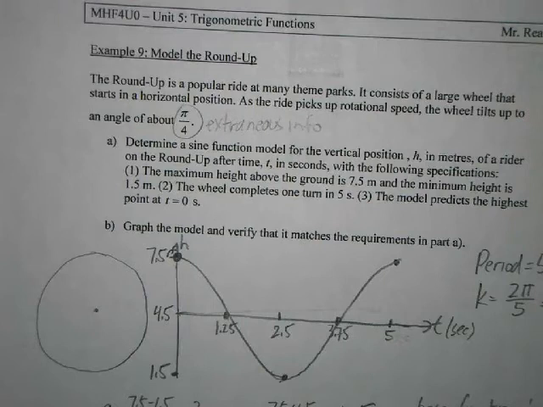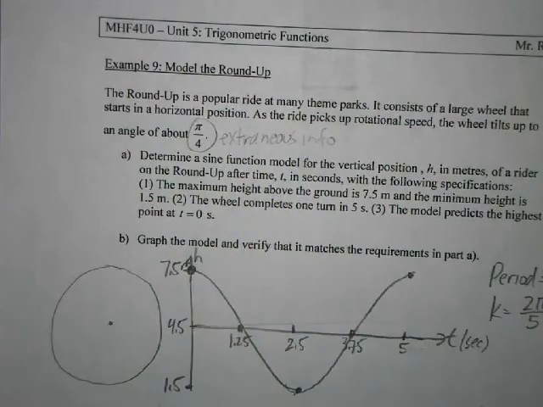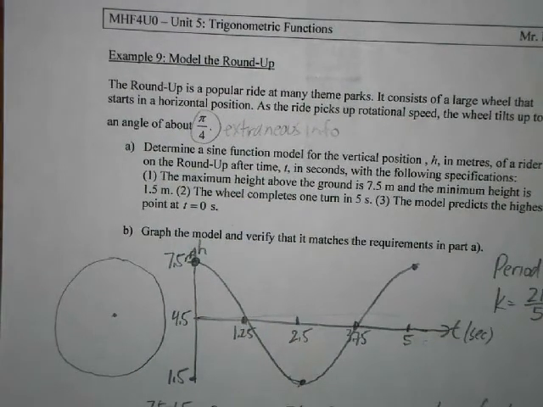It consists of a large wheel that starts in a horizontal position. As the ride picks up rotational speed, the wheel tilts up to an angle of about pi by 4. You can see I've already written something there. We can pretend we didn't see that yet.